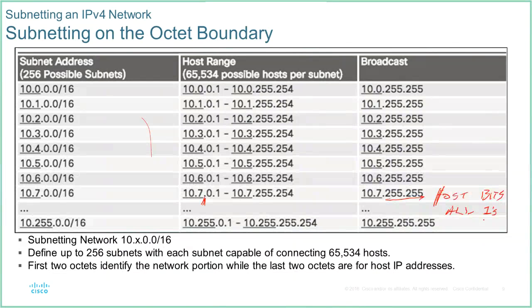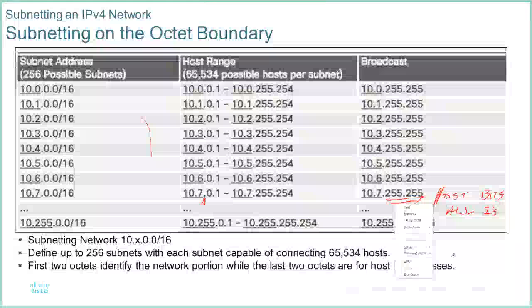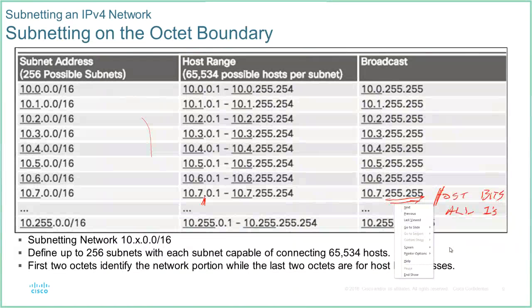Okay, so because it goes across the boundary, got to remember that, because when we're talking binary, we're talking about 32 binary digits, not the octets. So just be aware of that as well.